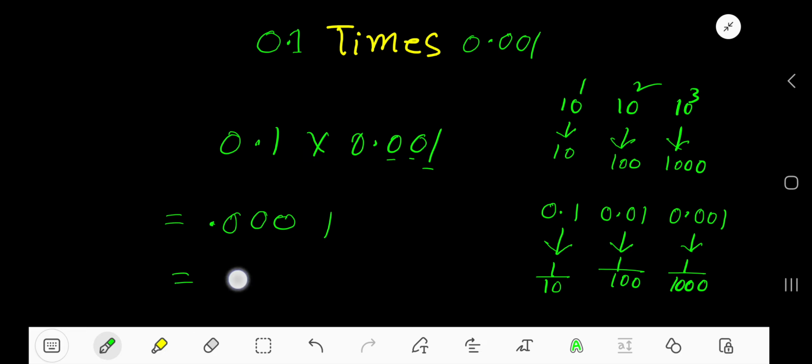0.001 is your answer. This 0 means this number is less than 1.